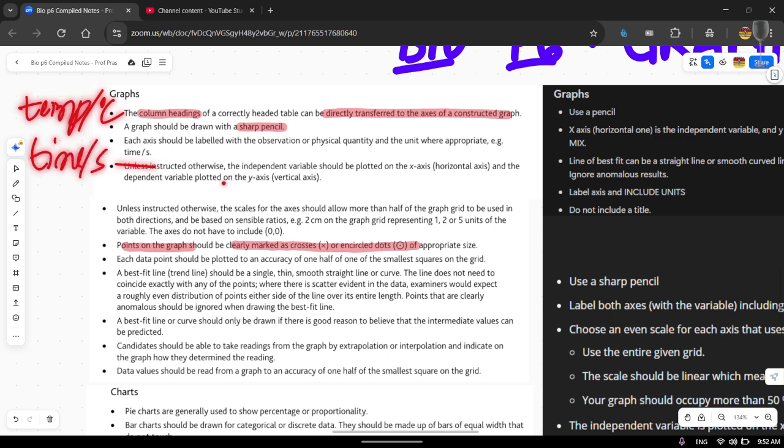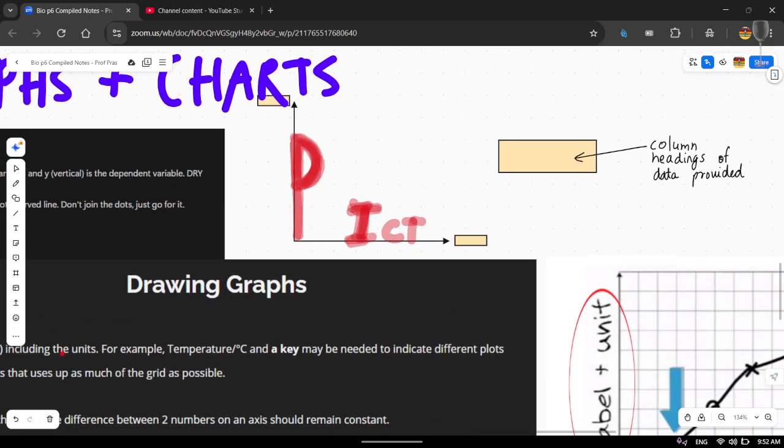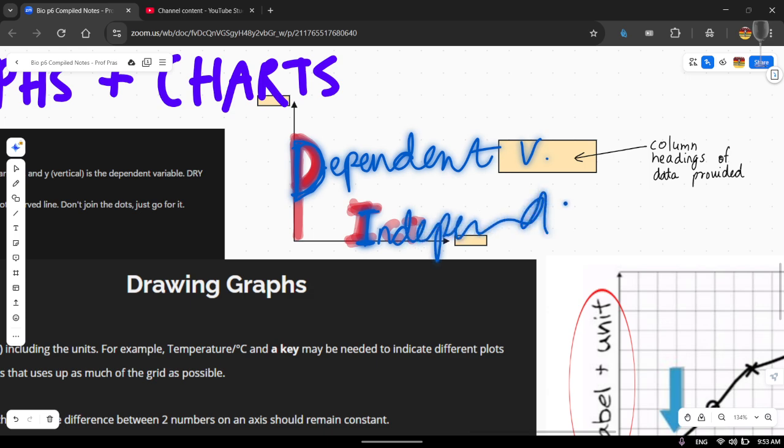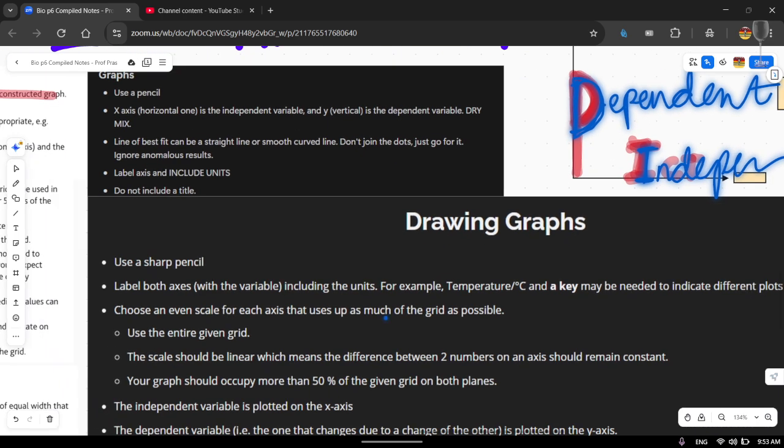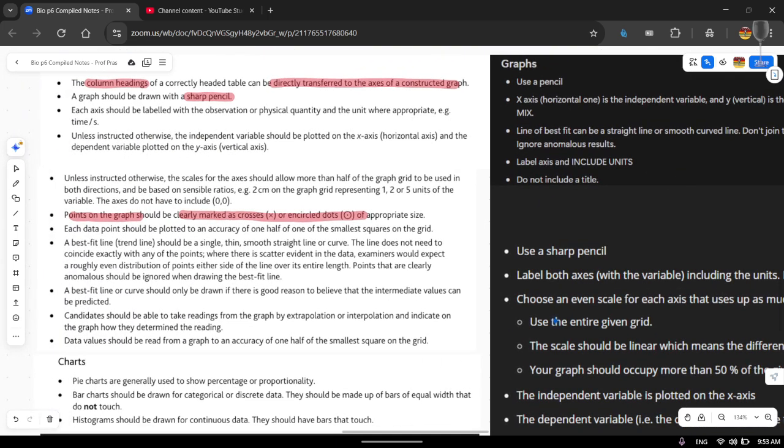Okay, unless instructed otherwise, the independent variable should be plotted on the x-axis and the dependent variable on the y-axis. Now this can be sometimes difficult to remember, so one way you can remember is that my name is Prasanna. Okay, so Prof Pras, let me change the color. Prof Pras teaches ICT. So now over here you see it forms a D, that means it's dependent variable here, and over here it forms an I, which means it's independent variable over here. Okay, that's something you can use or have your friend's name or whatever, any way you can remember it like that.